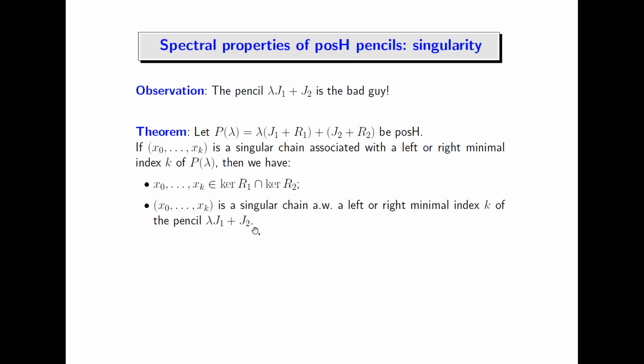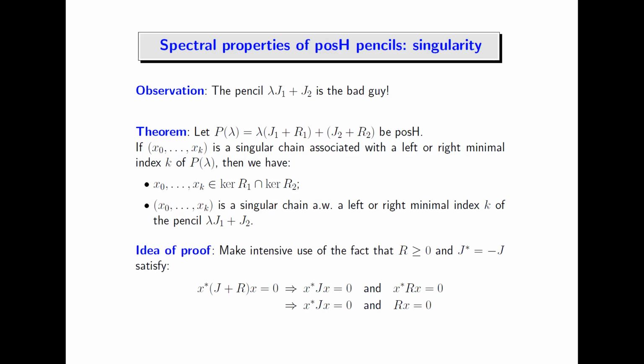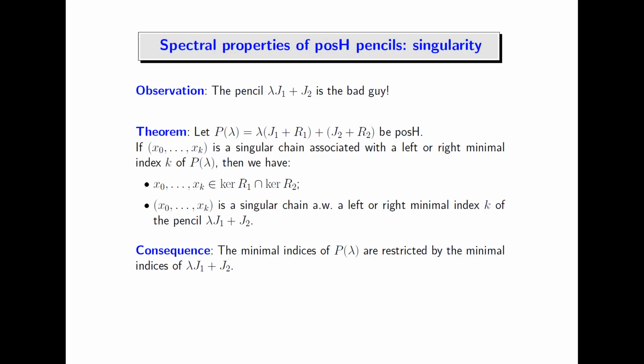And then this means that this is also a singular chain of the pencil that only consists of the two J matrices. And what is the idea of how to prove that? You will end up with equations like this, and from those you can conclude, due to the positive semi-definiteness, that the vector must be in the kernel of R. That's basically what is behind it. The nice thing is that the minimal indices of the full pencil are restricted by the minimal indices of the pencil just consisting of J. So if you have that pencil under control, then also the pencil P is automatically under control.